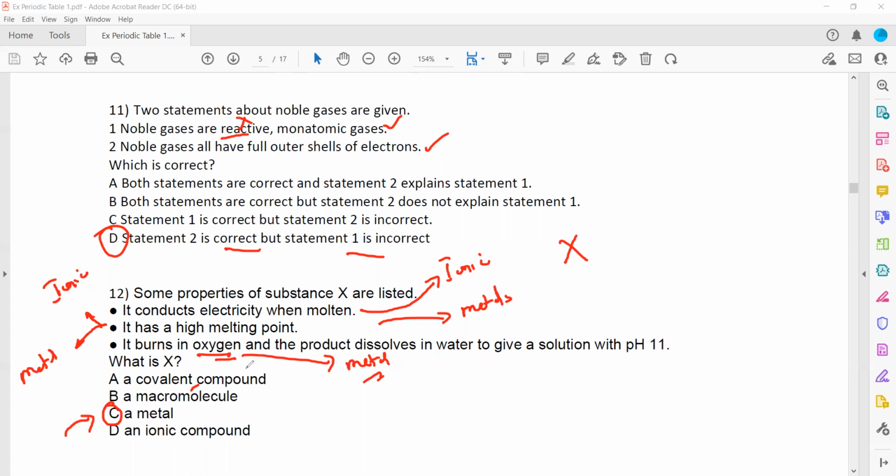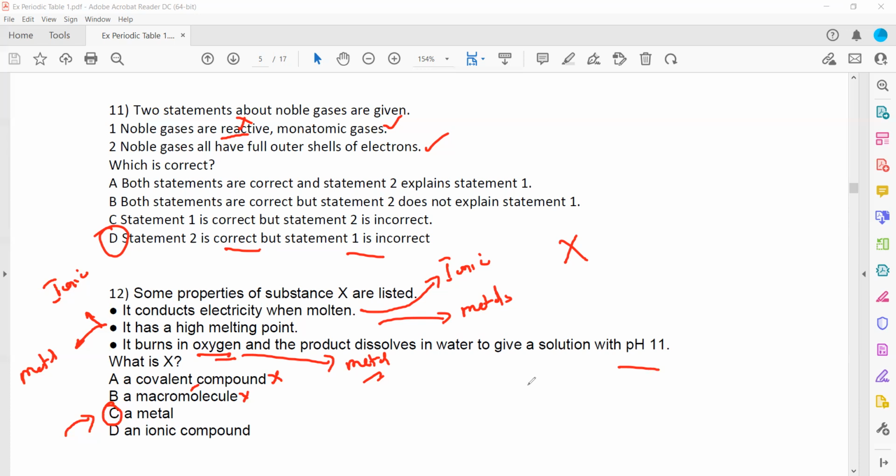It cannot be a covalent compound because covalent compounds cannot conduct electricity. Macromolecules cannot conduct electricity except for graphite. Even graphite can conduct in the solid state. And ionic compounds can conduct electricity when molten, and ionic compounds have a high melting point, but an ionic compound does not react with oxygen or burn in oxygen and give a solution of pH 11.